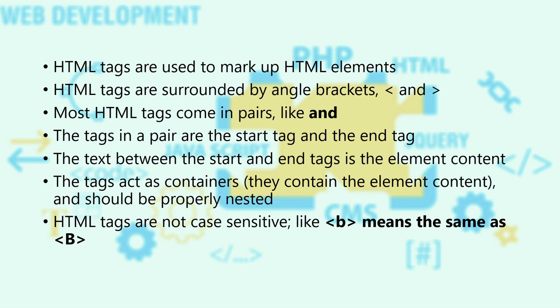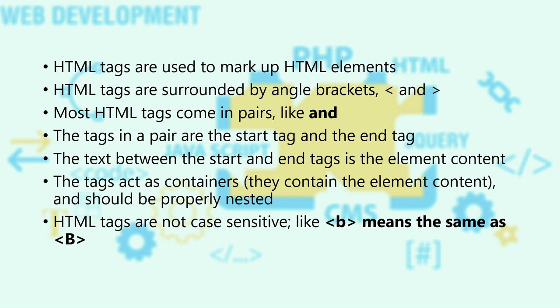Most HTML tags come in pairs. These pairs are start tag and end tag. The text between the start tag and the end tag is the element content. The tags act as a container. They contain the element content and should be properly nested.